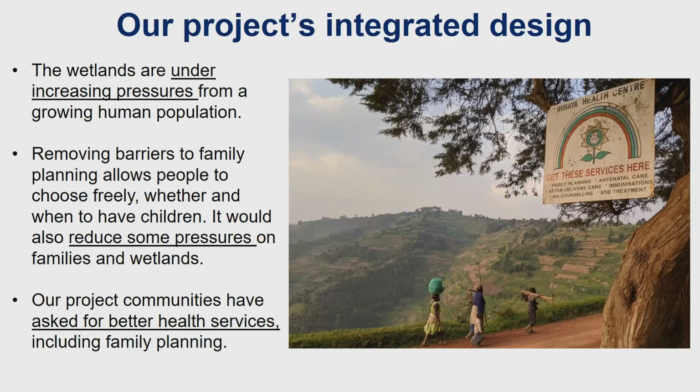So, as Richard explained, our research shows that women in Rukiga are having more children than they would like to have. It also shows that they have a finite amount of land on which to grow their crops. And as their families grow, it becomes harder for them to support their needs. If we were able to remove all barriers to family planning, everyone would be able to choose freely whether and when to have children, which would reduce some of the pressures on families and the wetlands. Our project communities have asked for better health services, including family planning, as they themselves have made the connection between family health, family size, and their ability to support their family.